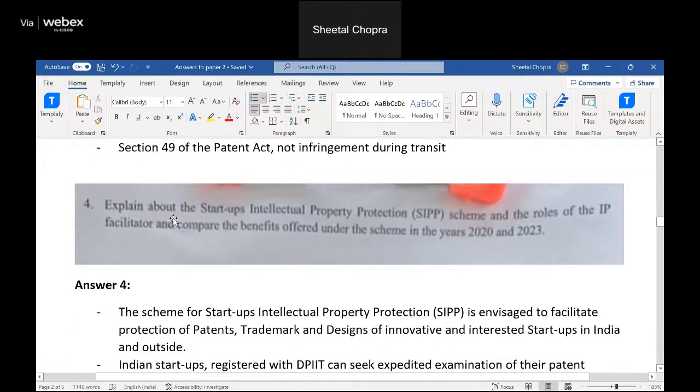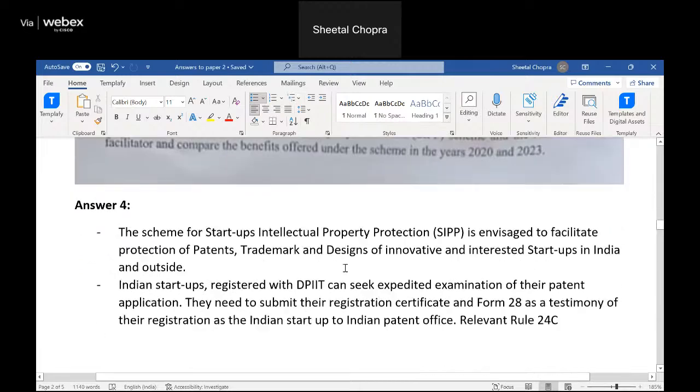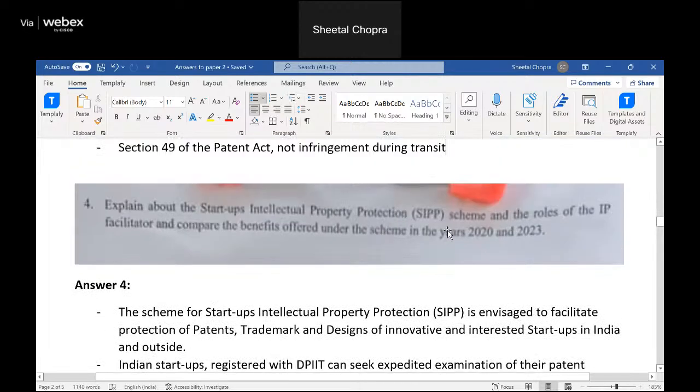Now, question 4, explain about the Startups India Protection Scheme, which is SIP scheme, and role of IP facilitators, and compare the benefits offered under the scheme in both the years, 2020 and 2023. So there are three questions broadly embedded in question number 4. One is you need to tell about SIP scheme. Second, you need to describe role of IP facilitators. And third is compare the benefits between 2020 and 2023 scheme.